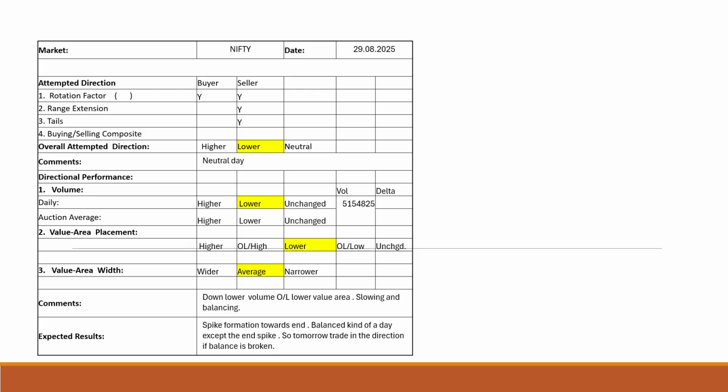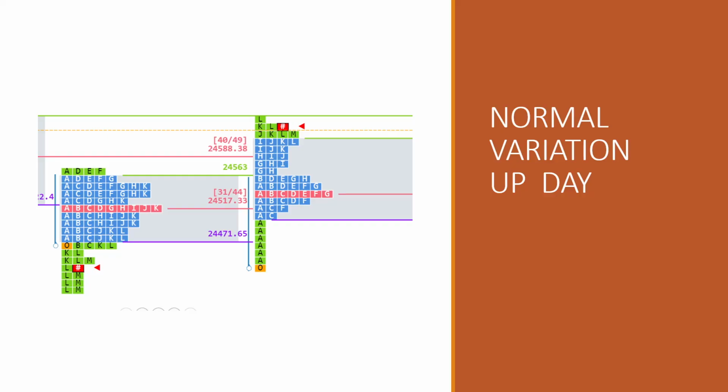Whenever there is a downtrend with low volume as well as an overlapping lower value area, the market is slowing and balancing. There was a spike formation towards the end of the day. Rest of the day it was a balanced kind of day. So my expectation was to see the opening of the next day, and if the balance is broken, trade in that trend.